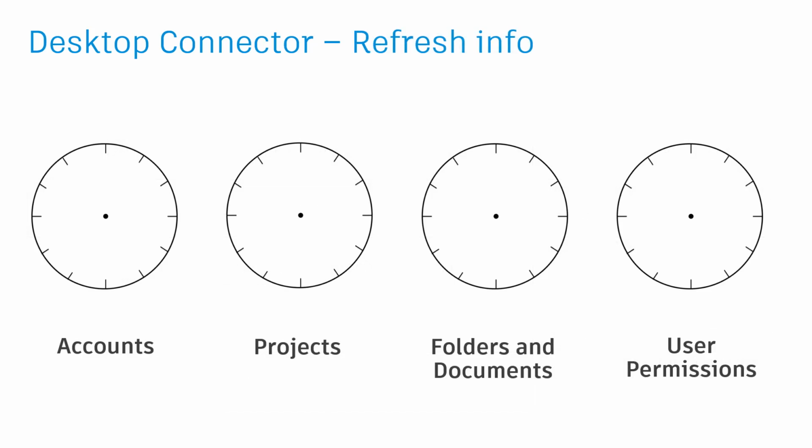Desktop connector also has some refresh information. So there is a delay before changes made in the BIM 360 web interface are reflected in the desktop connector on your desktop. The minimum delay is approximately 1 minute, but the maximum delay varies for the different changes. So for accounts, you can usually expect a maximum of about 12 minutes for changes to take effect. Projects, folders, and documents, usually a maximum of around 3 minutes. And user permissions can take up to about 35 minutes. Note that the desktop connector view does need to be refreshed for changes to be displayed. The view is automatically refreshed every 10 minutes.